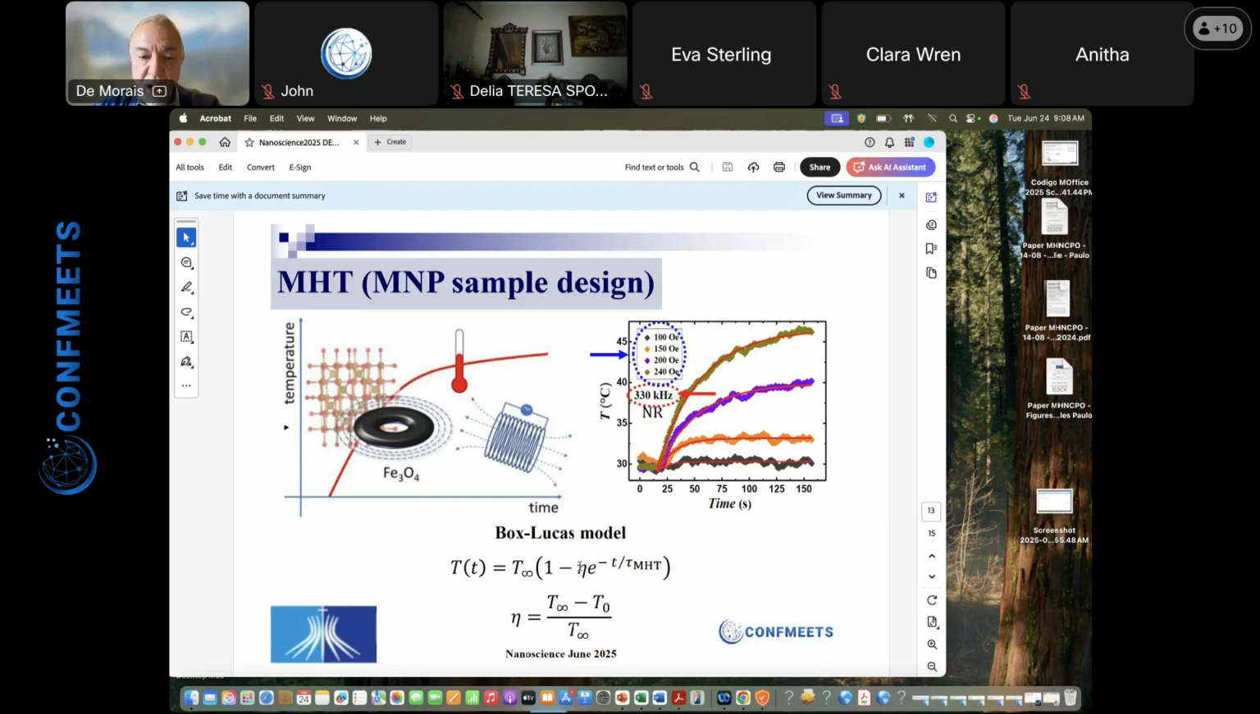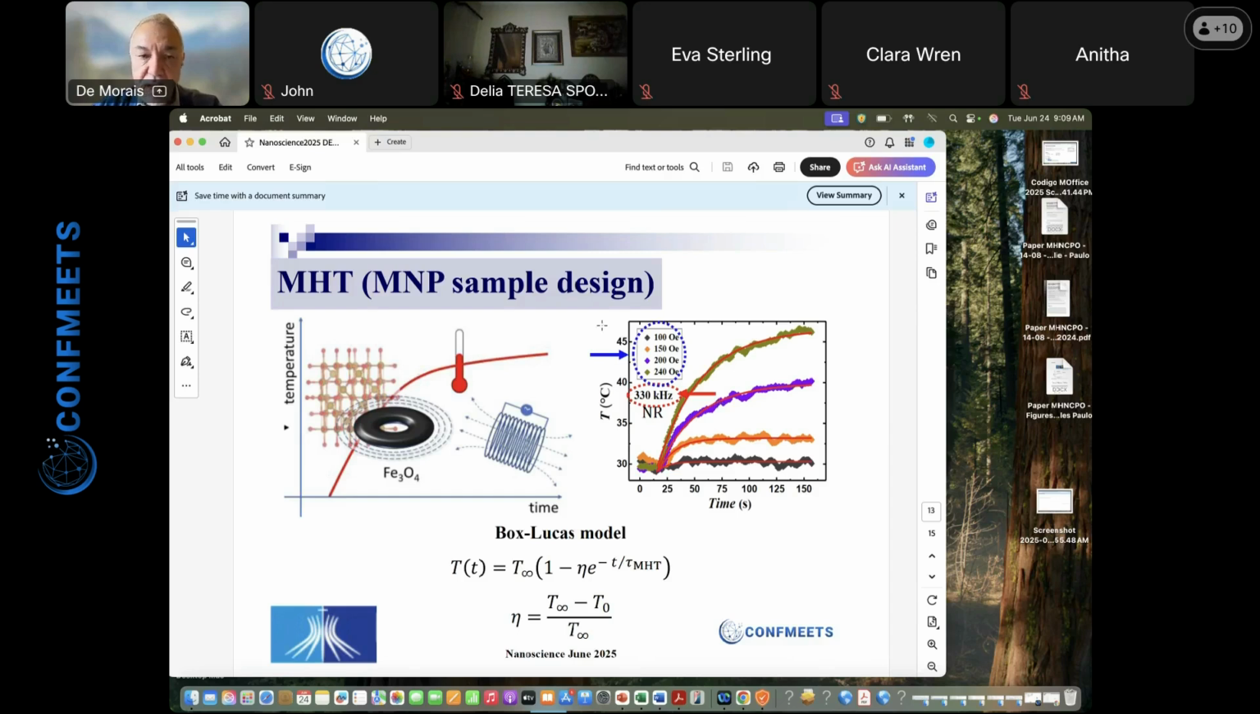All these plots you can fit using the Box-Lucas model, in which the temperature scales with the operating temperature and time. So this is the typical relaxation time of the magnetic hyperthermia. So if this data shows you, you can write down your protocol based on the response of the magnetic nanoparticle.